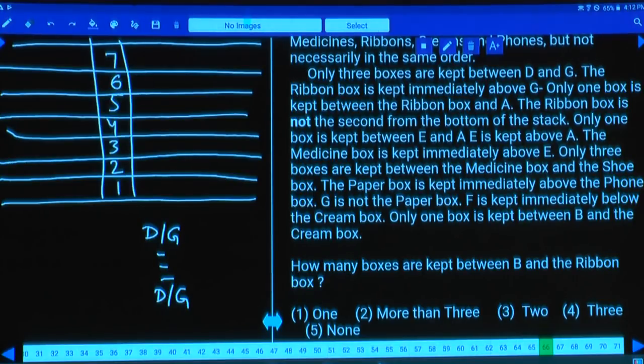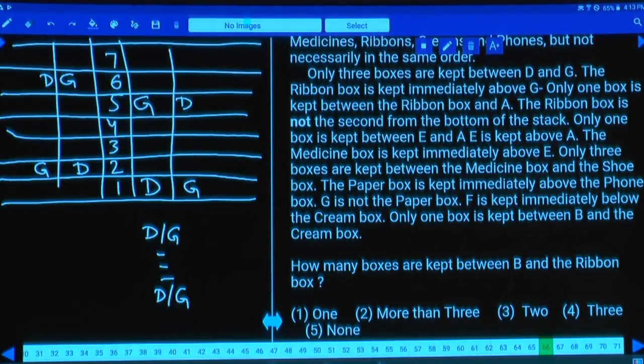Now let us take the possibilities. If D is at this place, 1, 2, 3 and G will be here. 3 boxes in between D and G, hence G must be on the third one, isn't it? That is 5th place. That is one possibility. Or then what is the next one here? If D is here, G can be here. That is the second possibility within this one. Then what is the other possibility here? If D or G is here, 1, 2, 3 and the next one will be 6, or D or G is here. Then if G is here and D will be here, and this is the next possibility.